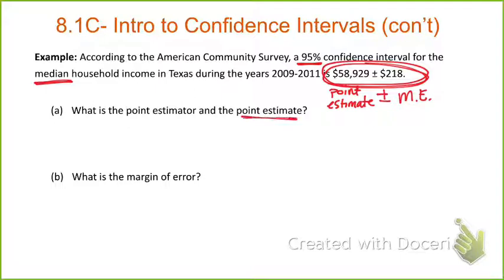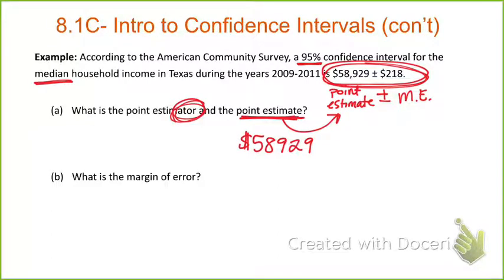First of all, I'm going to answer the last part of part A. Part A says, what is the point estimator and what is the point estimate? Well, the point estimate is literally that first number right there. It would be the middle of your interval if you had it in interval notation. So this would be 58,929. Now, what is the point estimator?